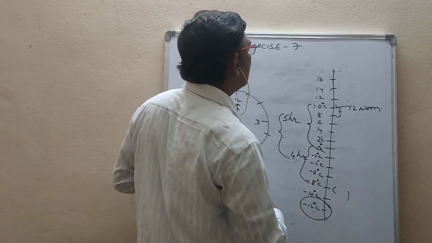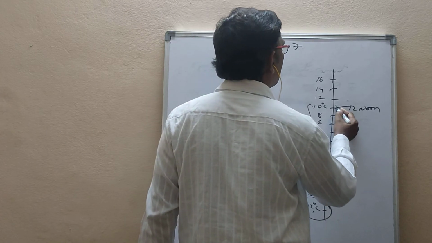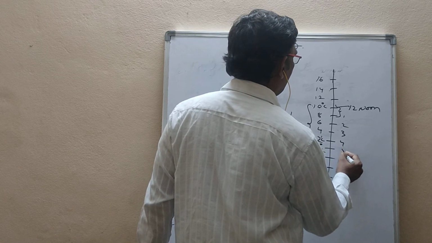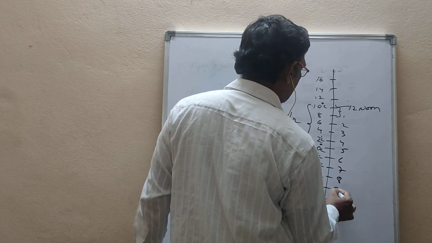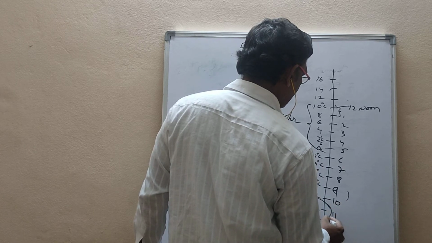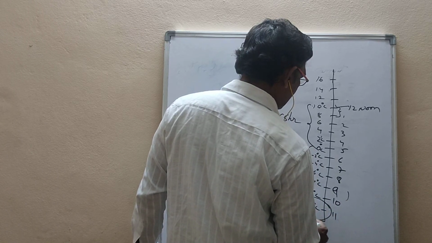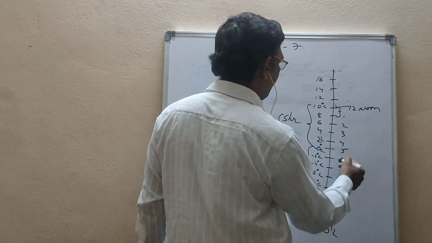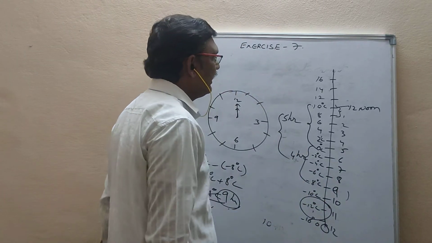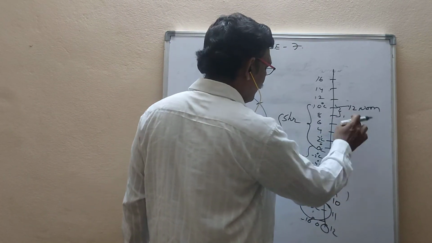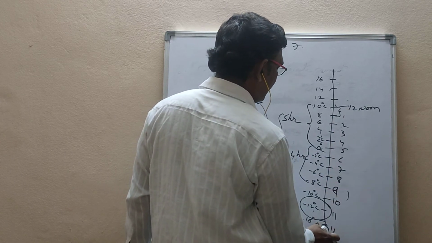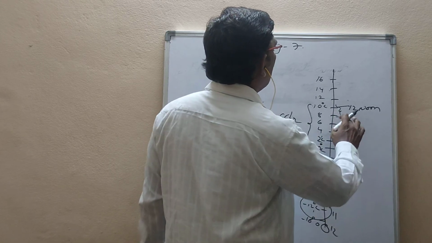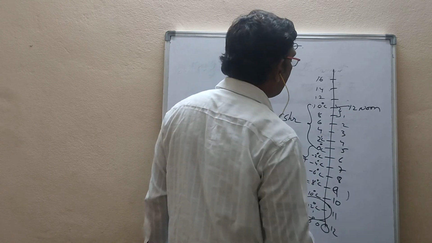So these are the hours. We'll count here. 12. It is 1, 2, 3, 4, 5, 6, 7, 8, 9, 10, 11, 12. For every 1 hour, what happens? Decrease will be there. From 12 noon to 12 midnight means here 12 o'clock. 12 to 12, how many hours will be there? 12 hours will be there.